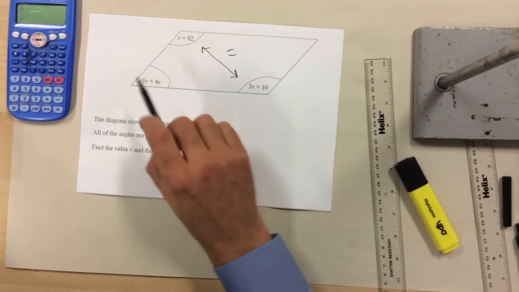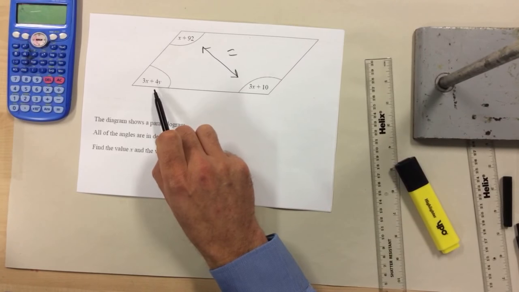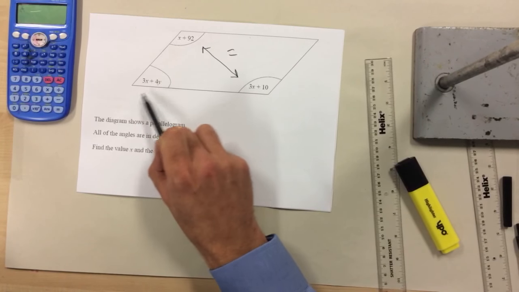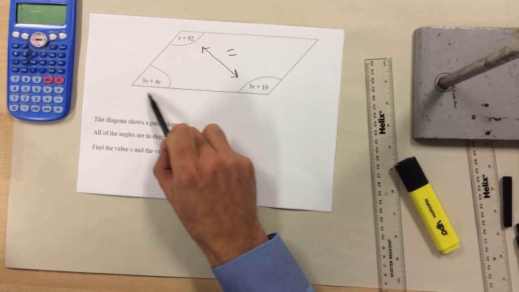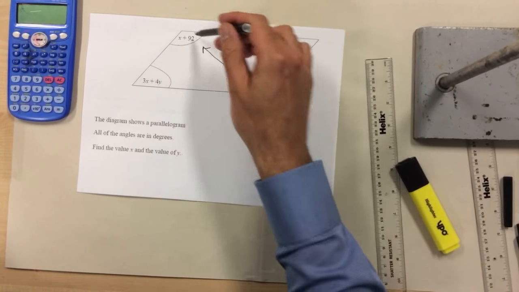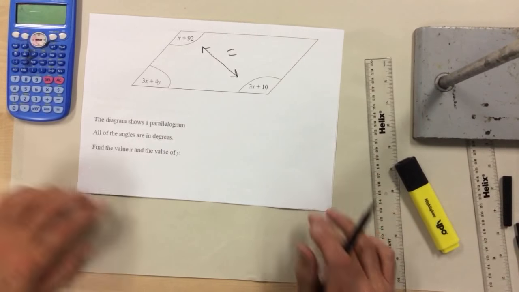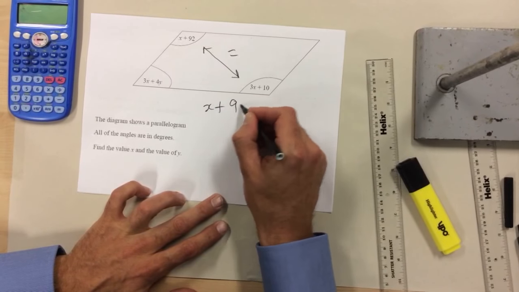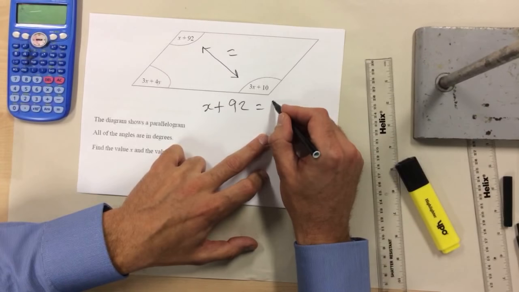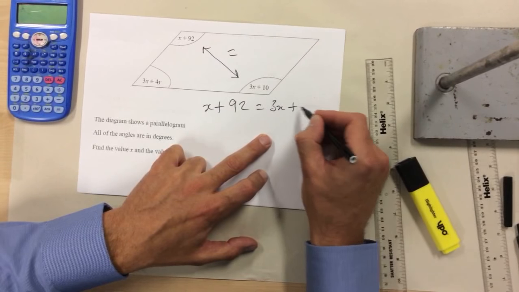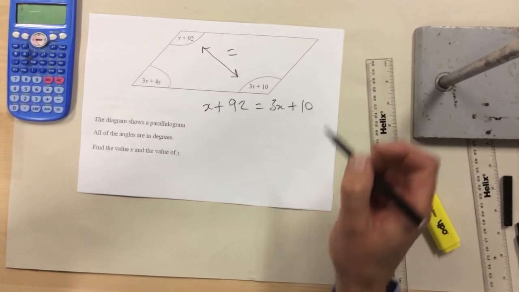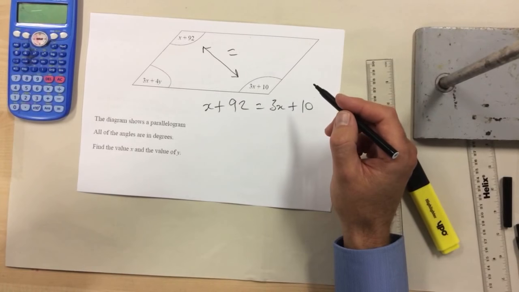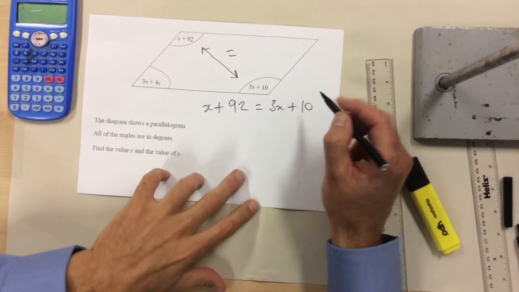And you'll notice that I've ignored this angle down here for now because it's got x and y in it. So that one's got two variables in there, so these are the ones that I can actually start with. So my equation is x plus 92 is equal to 3x plus 10. We've got a two-sided equation, so at this stage we need to subtract 1x from both sides.